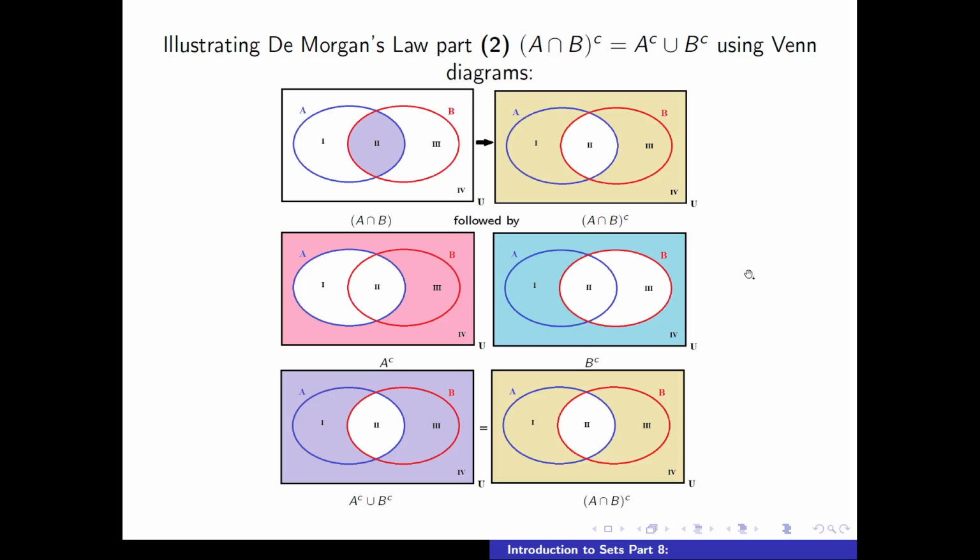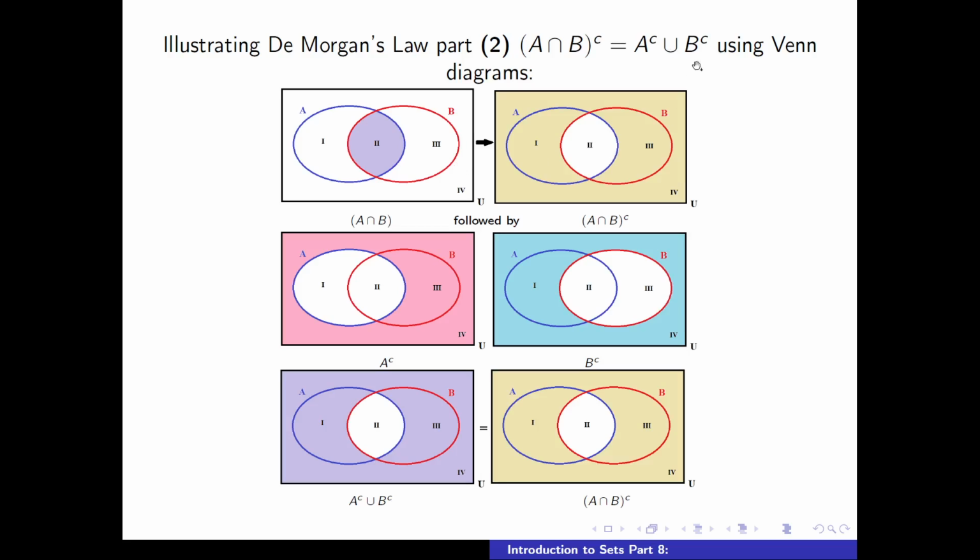Now we're going to illustrate part 2 of De Morgan's law. Again, we're going to construct it in a very similar fashion. We're going to start with the left-hand side of this equation. It has the set inside the intersection of A and B, so we start with that. The intersection of A and B, remember, is region 2 here. We want to take the complement of that. The complement of region 2 is going to be all the other regions, in fact regions 1, 3, and 4. Everything outside of region 2 is the complement of this intersection.